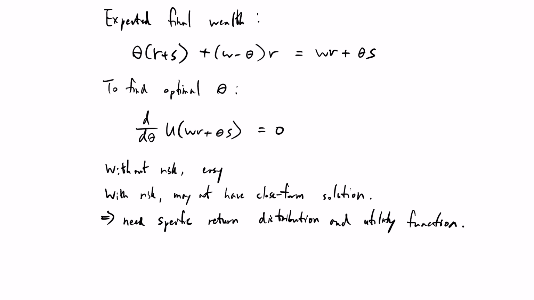Right, so as I said, with risk, you would need to specify a particular return distribution and utility function, and that's what we're going to do next. One of you raised a very good question just now.